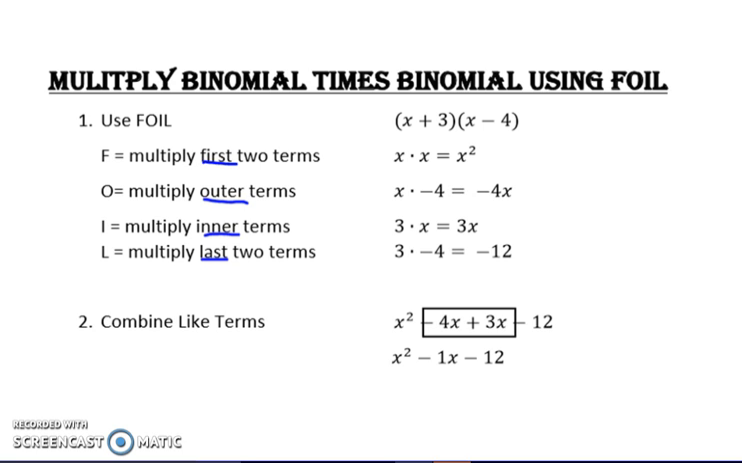Your second step, then, is to combine your like terms. Negative 4x and positive 3x give me a negative 1x. That's your answer. X squared minus 1x minus 12. It's called a quadratic, but that's what you want it to look like when you are done. There should be your terms, there should be nothing left to combine, and you're done.